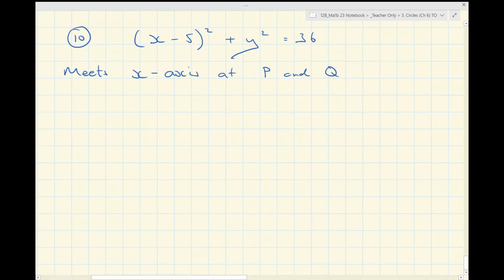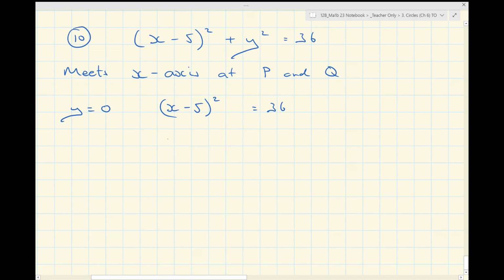Okay, question 10. I've got the equation of a circle here, and I'm told it meets the x-axis at these 2 points, at P and Q, and I'm asked to find the coordinates of P and Q. But if it meets the x-axis, then y is going to be 0. So I'm going to solve this equation when y is 0. So 0 squared is just 0. So actually, I've just got to solve that equation.